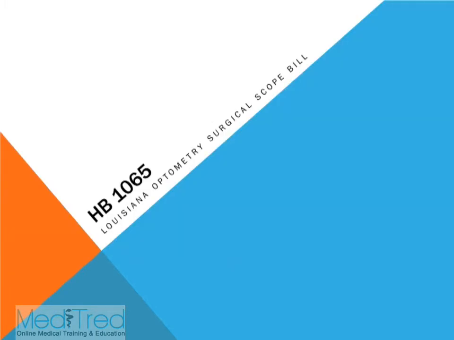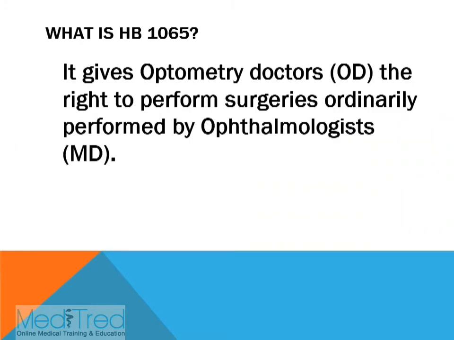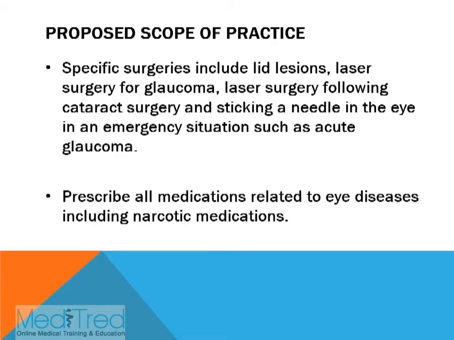So with this background, let's go into House Bill 1065, which is the Louisiana Optometry Surgical Scope Bill, which has passed through the House and the Senate and is currently with the governor. And we don't know if the governor is going to sign it or veto it. So what is this House Bill 1065? It gives optometry doctors the right to perform surgeries ordinarily performed by ophthalmologists.